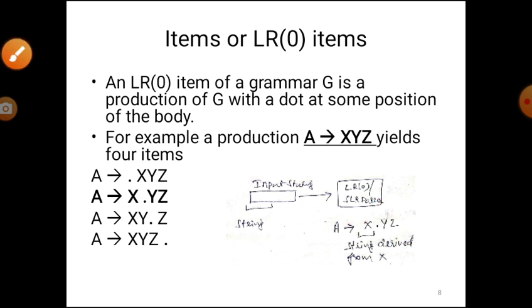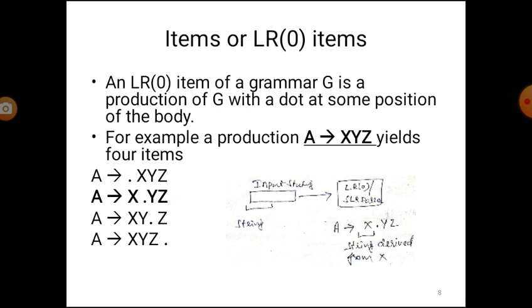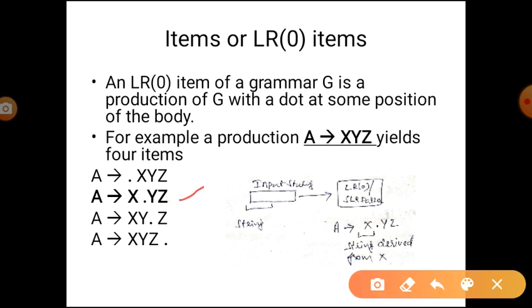That is what is the meaning. I'll explain once again. The meaning of this item is it has seen the strings that are derivable from x that matches the input, part of the input, and it has to perform the derivation of yz. That is the meaning of this item. The particular item that I have considered here is A gives x dot yz. So what is an item? An item is a production where it will have a dot in the body of the production.